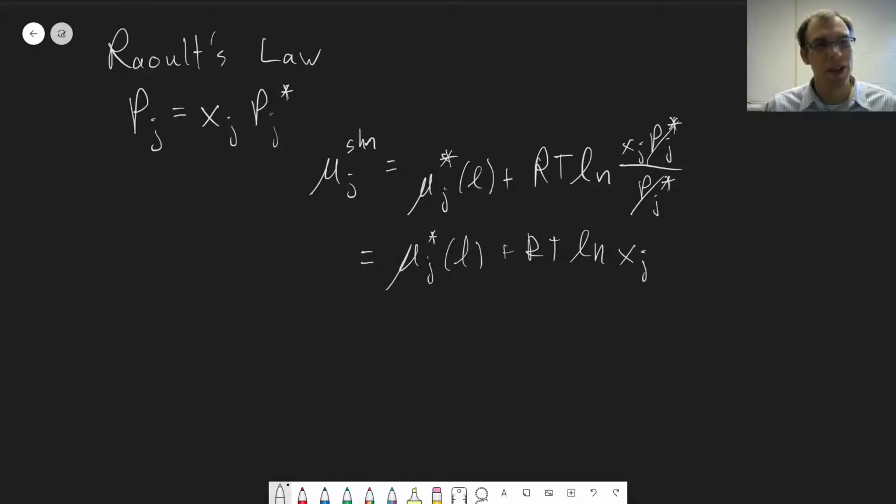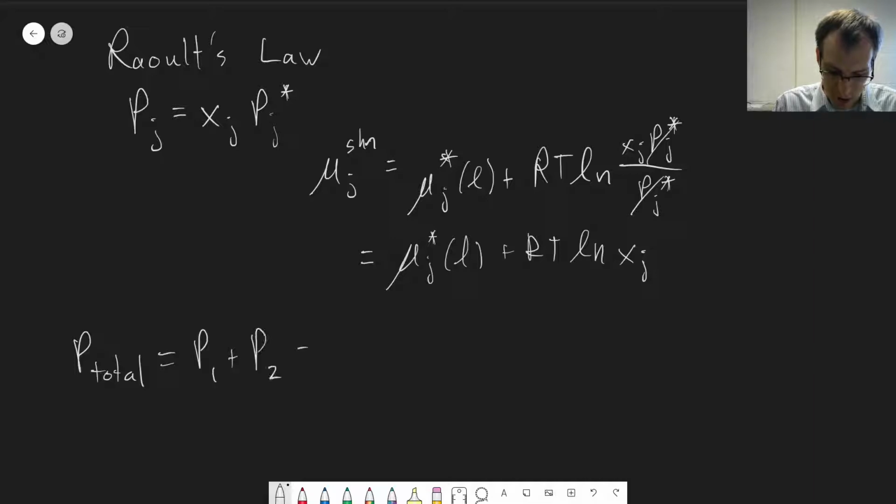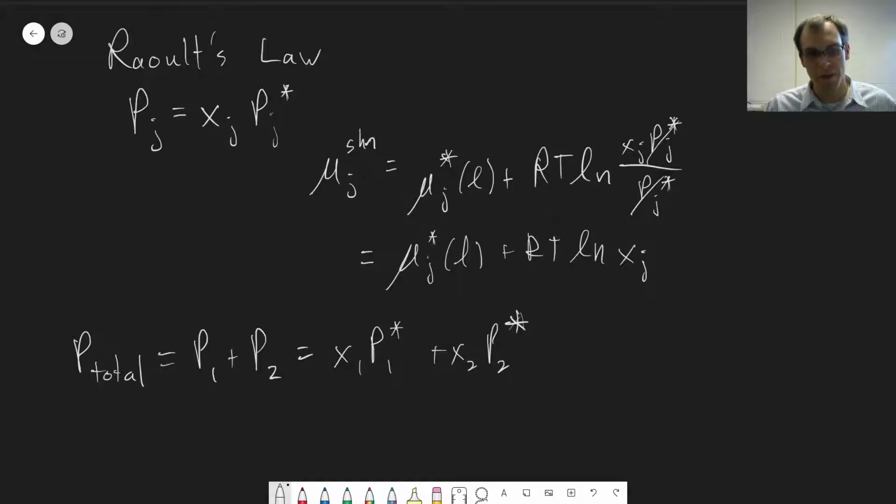So now let's look at some properties of our system. What's the total vapor pressure? Well, that's going to be the vapor pressure of our two different components. But now we can write those out according to Raoult's law: x1 p1 star plus x2 p2 star. So to actually find this, we need to know the composition of our solution, as well as what the vapor pressures of the pure substances are.